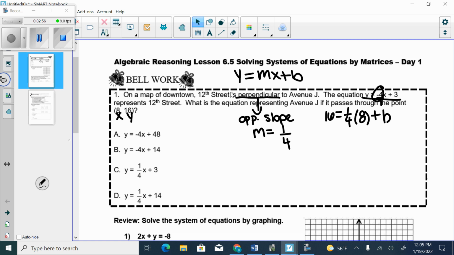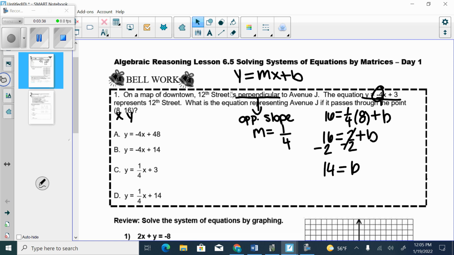Okay, so what would we want to do first here to simplify? Distribute out. What is 1/4 times 8? 2. Very good. So I got 16 is equal to 2 plus b. I'm trying to figure out what b is, so I want it by itself. What should we do now? Good. So I got 16 minus 2, which is going to give us 14. Very good.